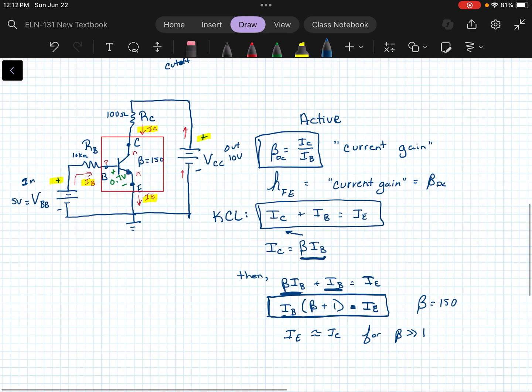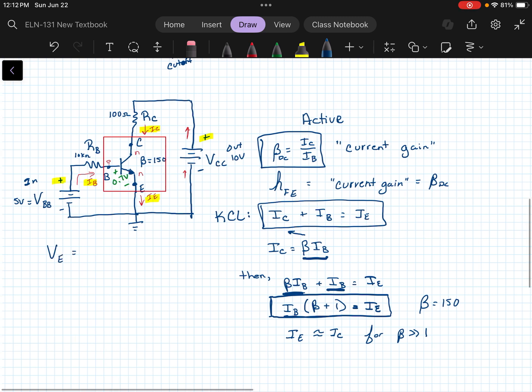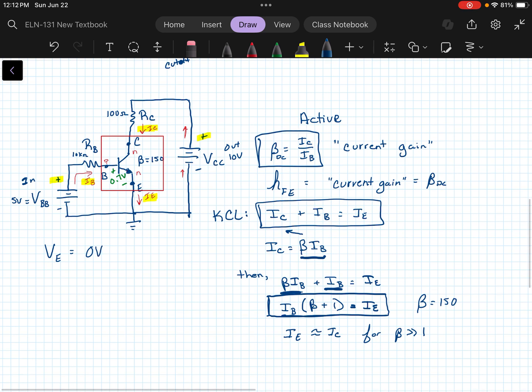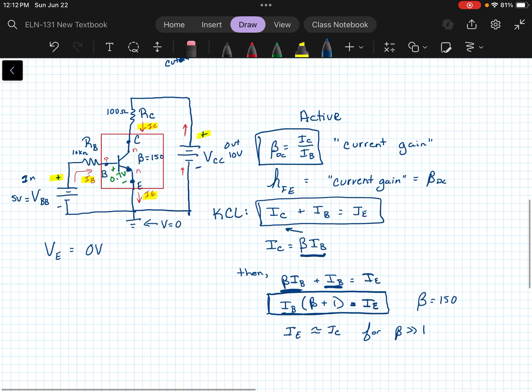So let's figure out what that means. At point E, the voltage at point E with respect to ground is simply 0 volts. Now, why is that? That's because our emitter is connected straight to ground. So we look at this as our reference voltage where V is equal to 0, and that is connected straight to the emitter, so it has to be the same voltage.